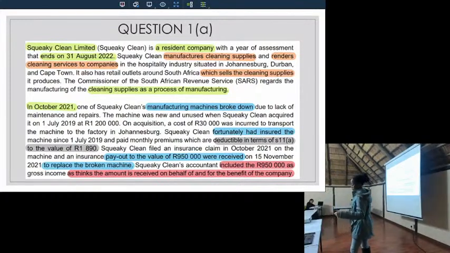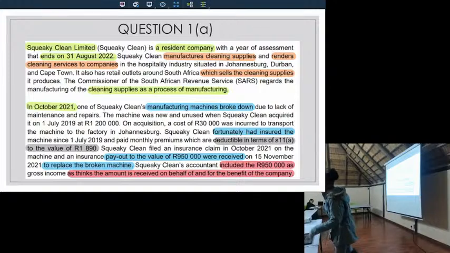With a year of assessment that ends on 31 August 2022, 1 September 2021 right up to the 31st of August 2022. Where did we find that principle? It's in section 5 of your Income Tax Act. If you're a company, then your year of assessment is your financial year. If you're a natural person, then your year of assessment ends on the 28th of February, whatever year that is in question. Are we good?